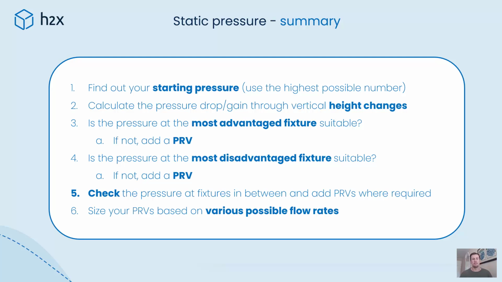And just remember that if the most advantaged fixture needs a pressure reduction valve and the most disadvantaged doesn't, there will be a point in the middle of that system which will change from needing a pressure reduction valve to not needing one. So you will need to go through and find that location. And then lastly, for any pressure reduction valves, don't just size it for the peak flow rate. Remember that you will need to size it for low flow rates too.